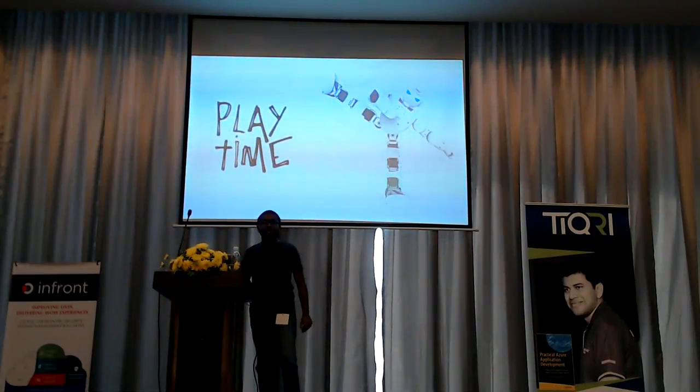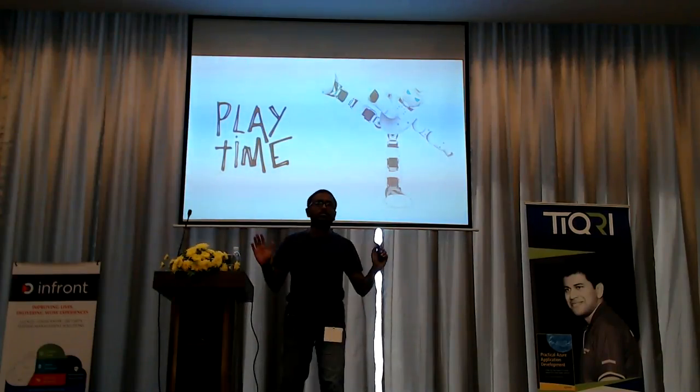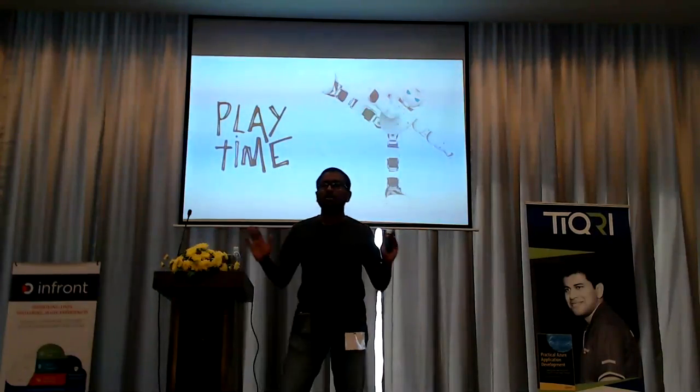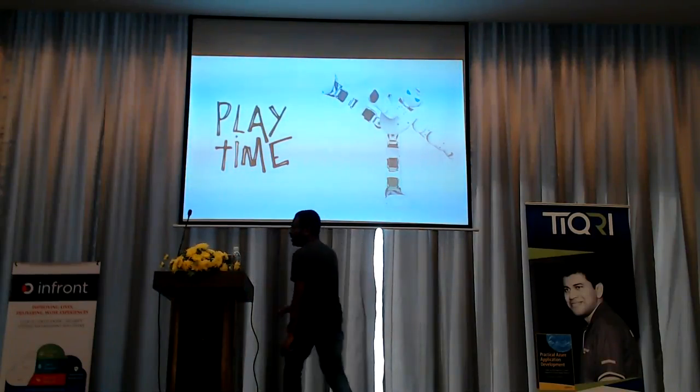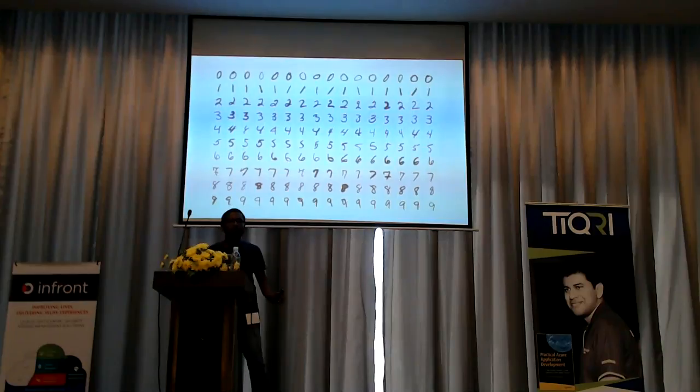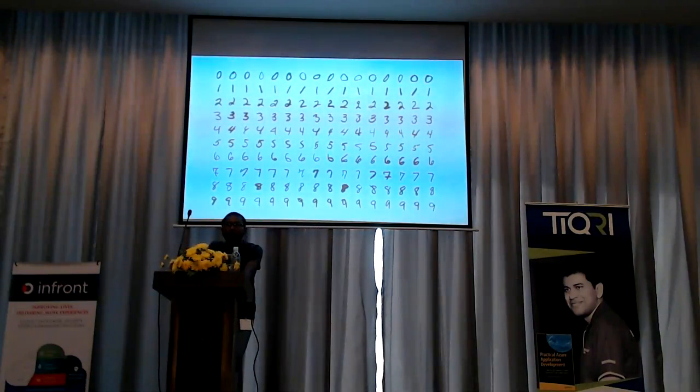And let's start the playtime, or the demos. Any questions so far? All right. For the demos, I'm going to show you a very famous one. Get your papers and write. The MNIST dataset. This is one of the most famous ones that allows you to see whether a digit is one or two or three or four. A number recognition, right? This is for handwritten numbers.